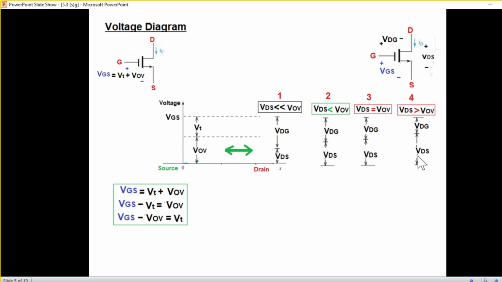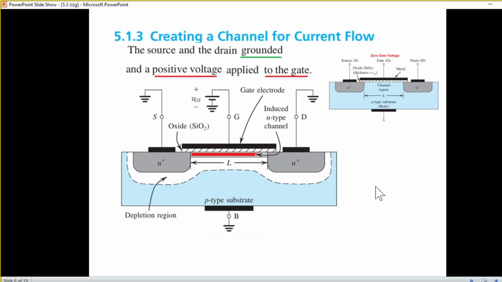And the fourth case would be that VDS is now greater than VOV. So we'll consider all these 4 cases. Now let's start and let's create a channel first of all. So if we apply a voltage at the gate and keep the source and the drain grounded, then there will be a channel formed.